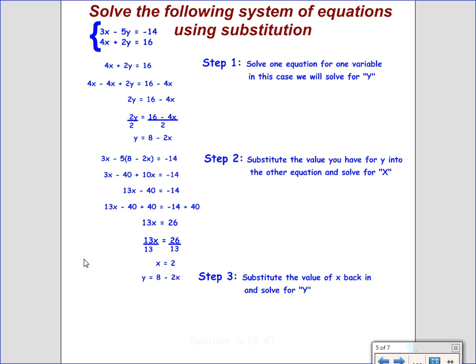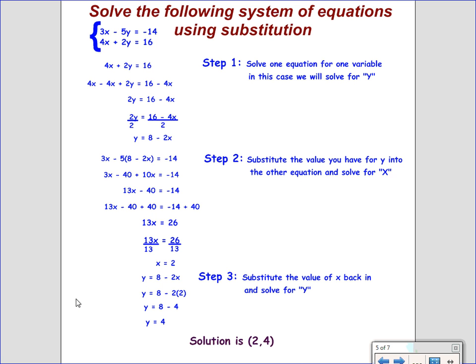Y is equal to 8 minus 2x. X is equal to 2. So we get y equals 8 minus 2 times 2, which is 4. And we find that 8 minus 4 leaves us with y equals 4. And my solution set to this system is 2, 4.